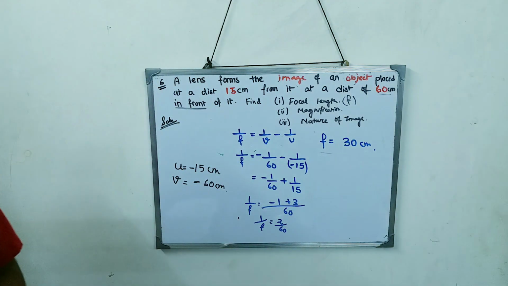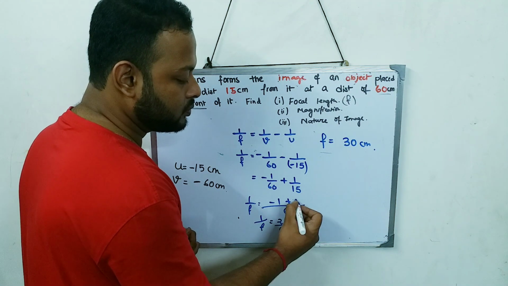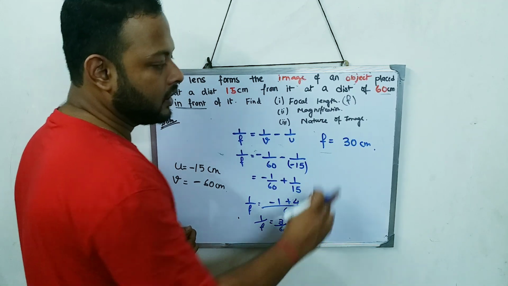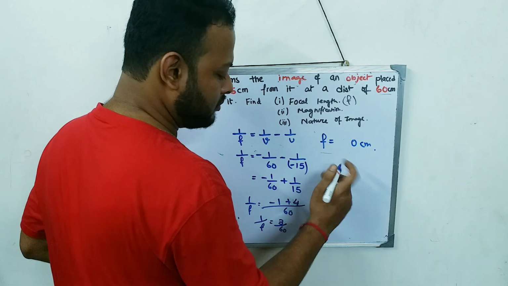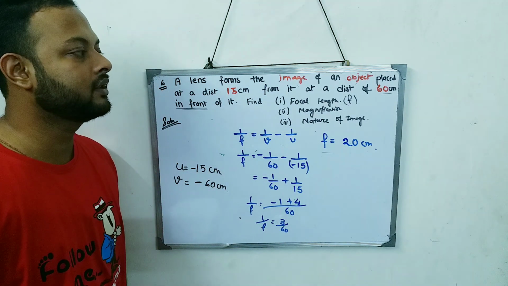Now f is equal to 30 centimeter. As you know, the value of f is... okay, there is one small mistake. This has to be 4. So this value becomes 3, and this is not 30. f becomes equal to 20. Yeah, f is equal to 20. So focal length is 20.